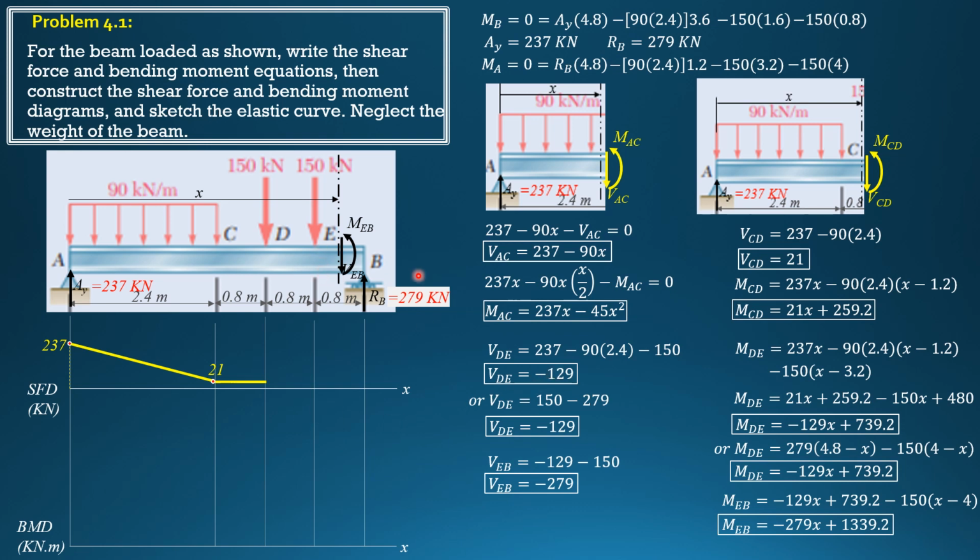Then for section EB, it is negative 279. When x is 4, negative 279. So it abruptly drops to negative 279. And when x is 4.8, it is still negative 279. So that's why, like the free body diagram, it must close, because the reaction here is 279. So that checks. That's the shear diagram.